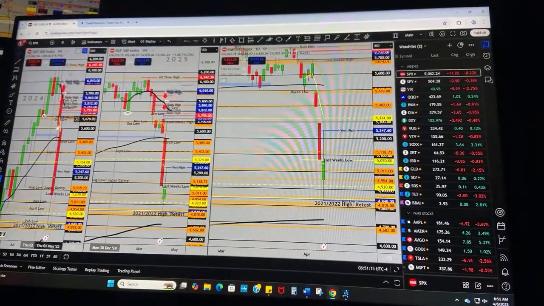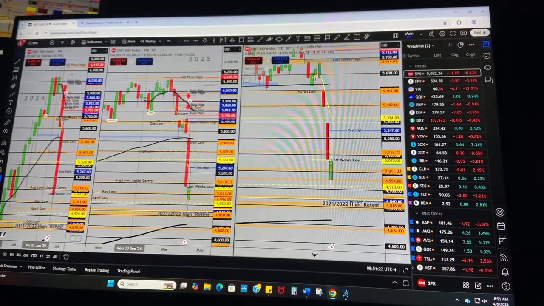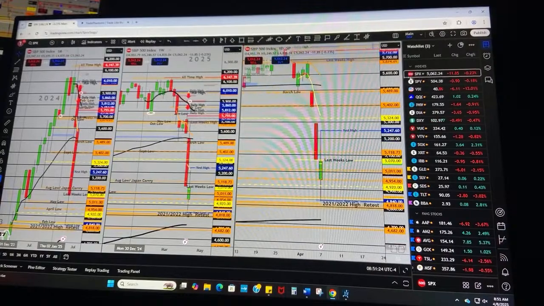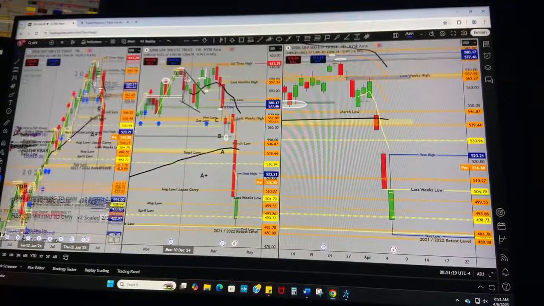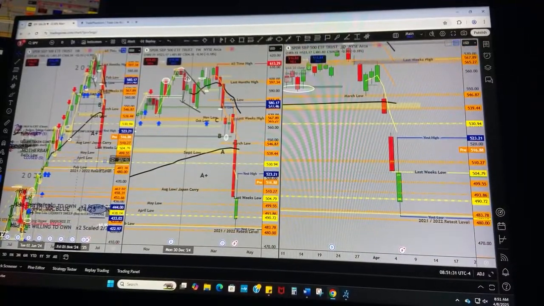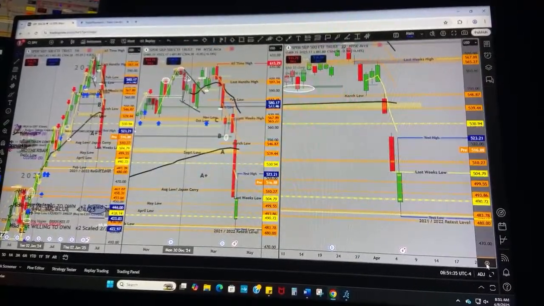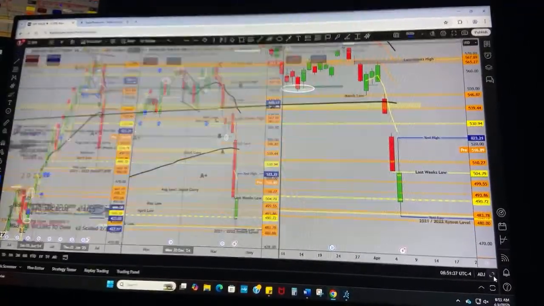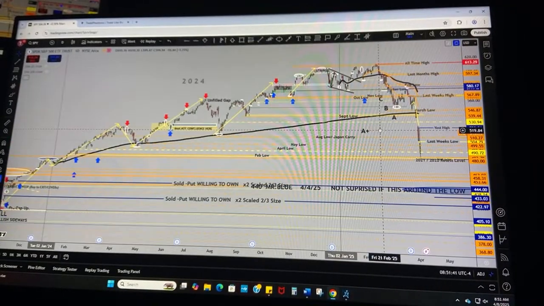Okay, so I got the monthly here on the left, weekly here in the middle, daily on the right. Monthly, weekly, daily. So important, so important, so important. All right, here's SPY. I know it might be a little harder to see. Okay, but here's the daily time frame. Just scrolling back here.